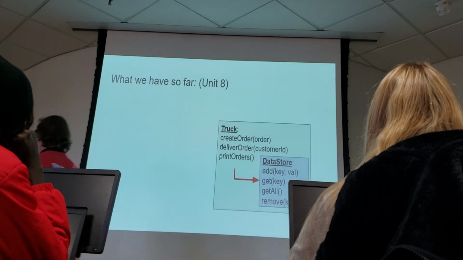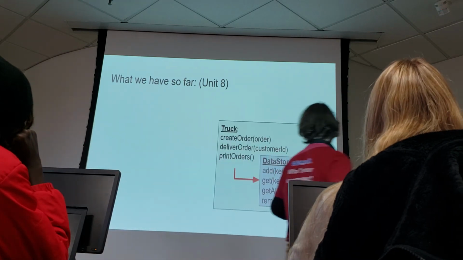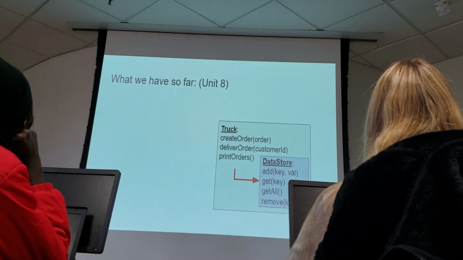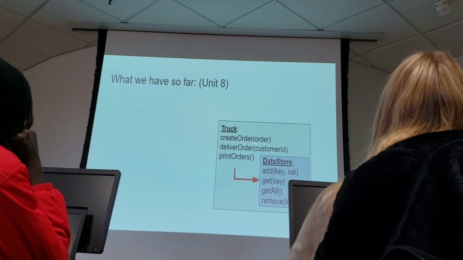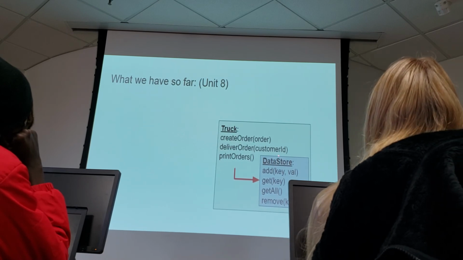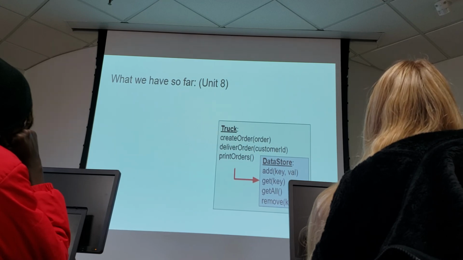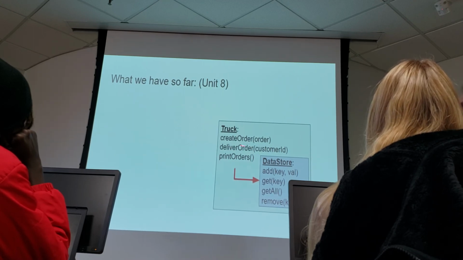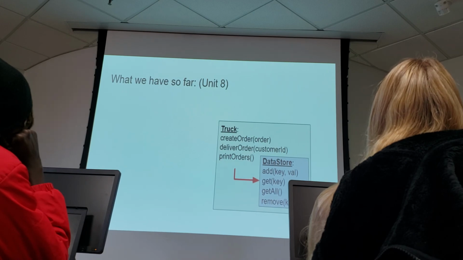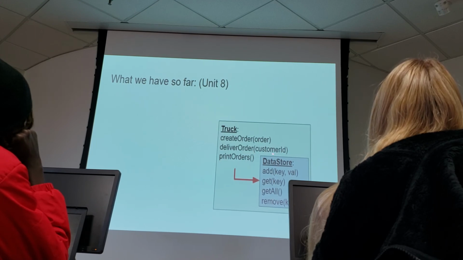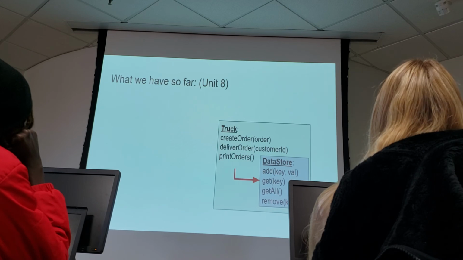So again, we don't want our truck to actually be able to do anything with the data. We have very specific things we want our users to be able to do. Create a new order, deliver an order, or print all the orders. That's all that we can do. I guess we might want to have a delete order if they cancel an order or something like that, but we don't. We just have create a new order, deliver an order where you send the customer ID, and then you can print all the orders. And all that these things do really is call these, right?